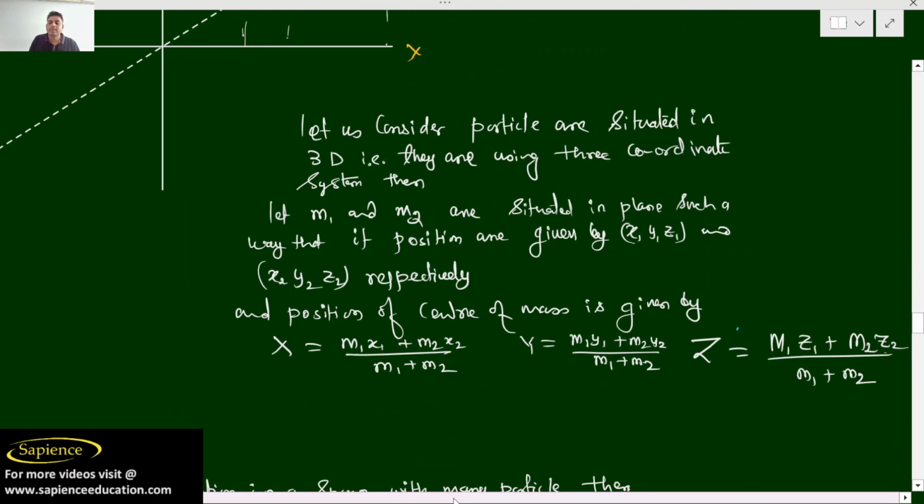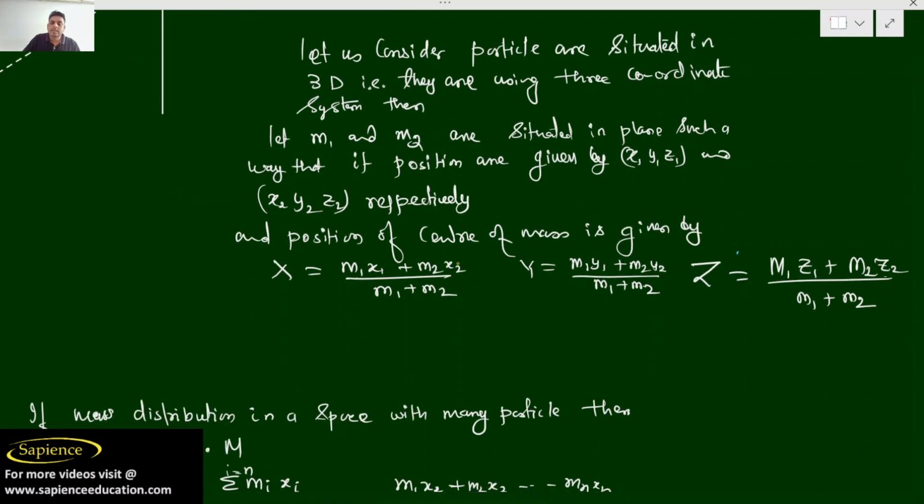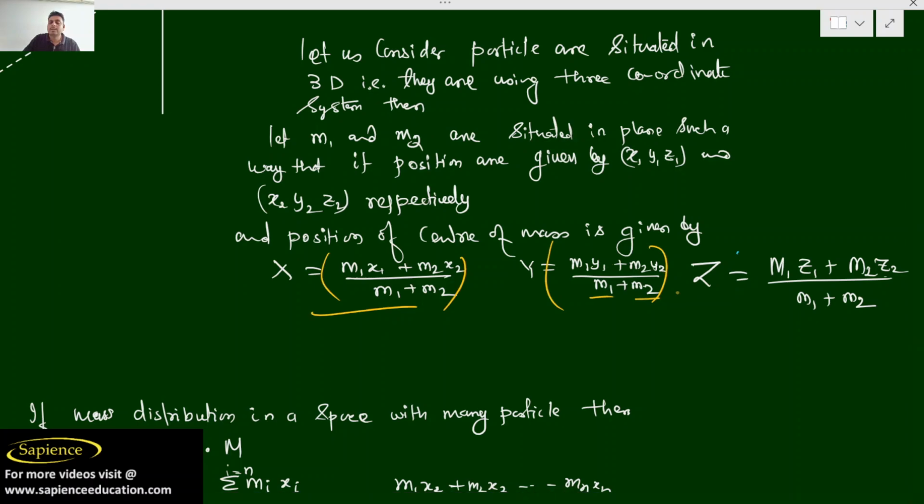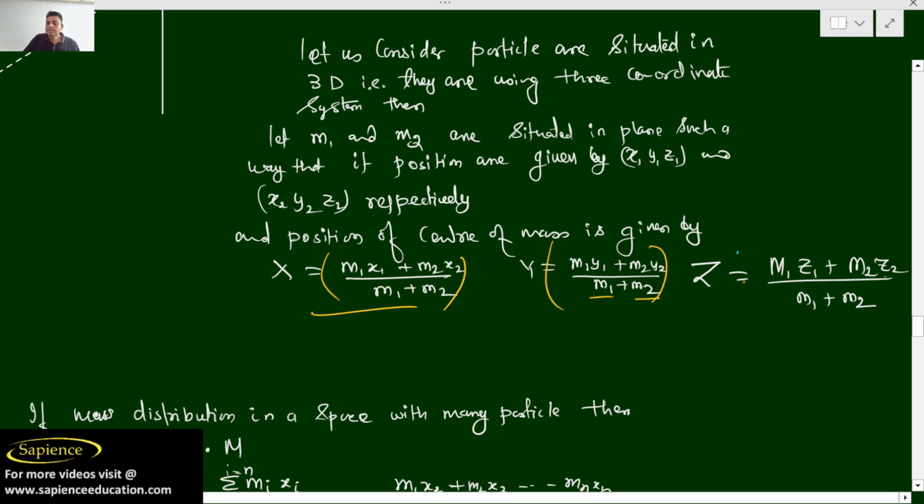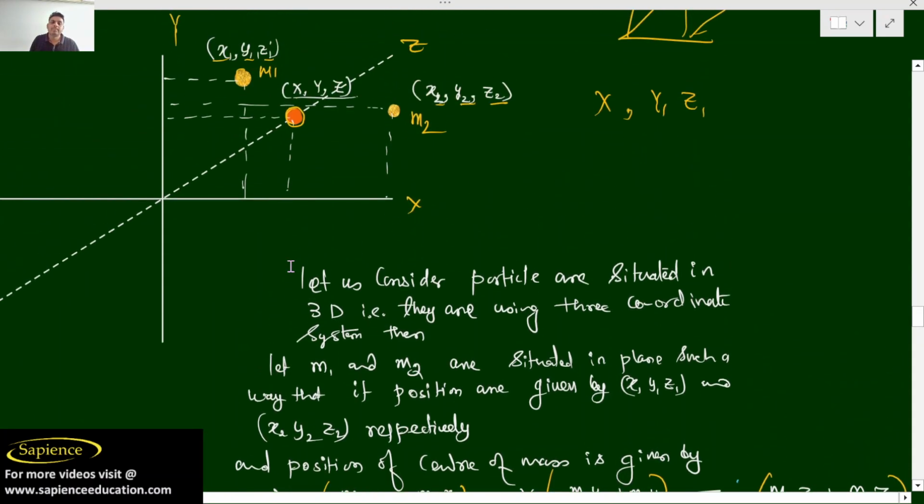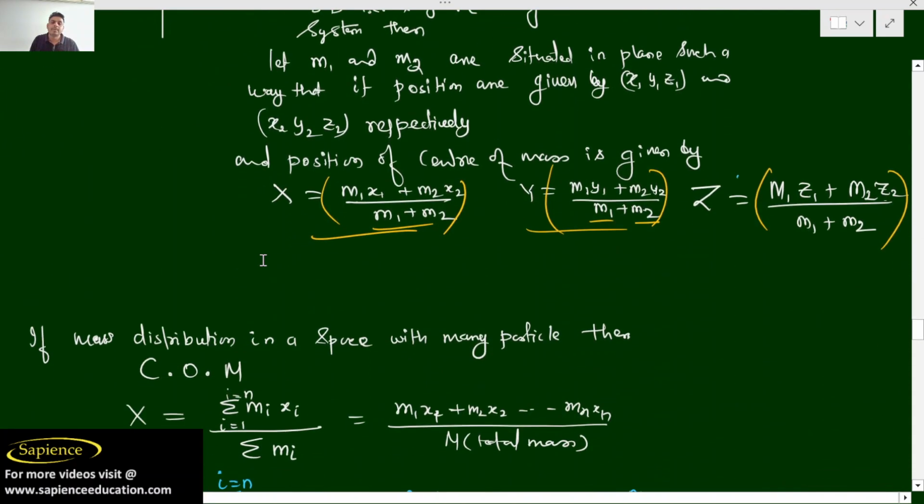x can be found out by (m1 x1 + m2 x2) / (m1 + m2). Similarly, y can be found out by (m1 y1 + m2 y2) / (m1 + m2), and z can be found out by (m1 z1 + m2 z2) / (m1 + m2). So these are the basic formulas which we can use in a three-dimensional situation also. So basically we need to find x, y and z.